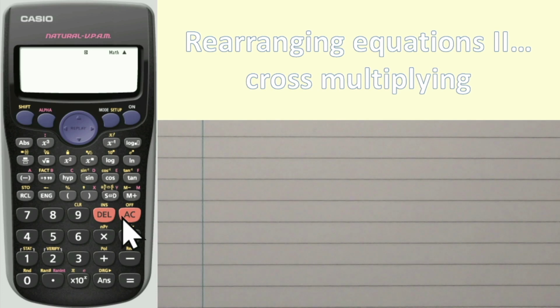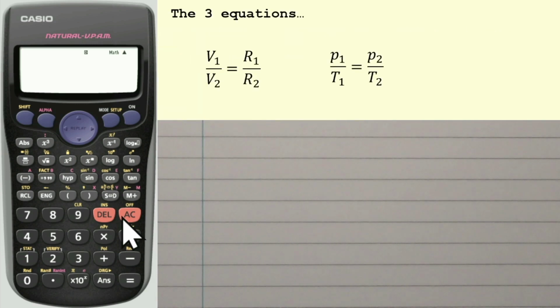Hi there. In this video, what I'll be doing is using a method called cross multiplication in order to rearrange some equations. So first of all, these are the equations themselves. First one, V1 over V2 is equal to R1 over R2. That relates to potential dividers or voltage dividers. The second and the third equation are actually related to the gas laws.